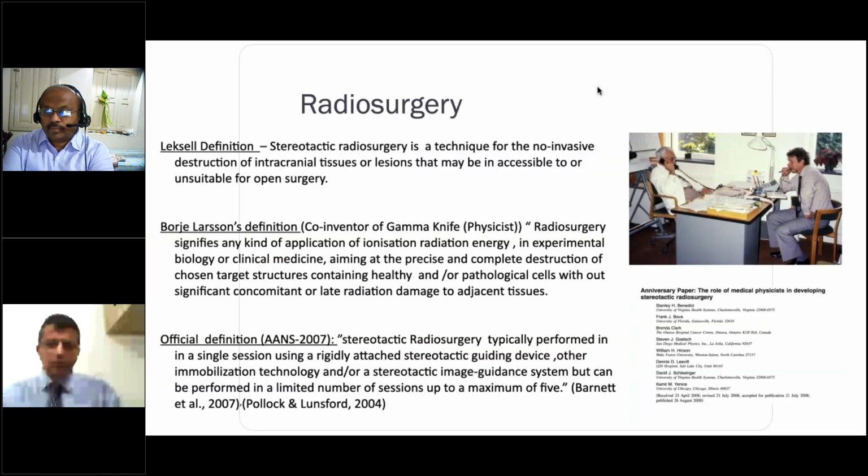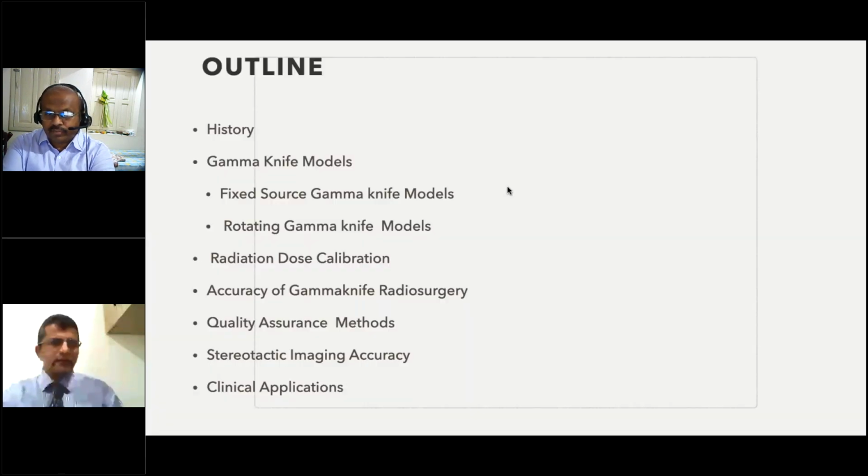So is it moving, sir, or is it static? Yeah. No. Now I'm on the first slide, radiosurgery. It's the outline. Not moving. Okay.